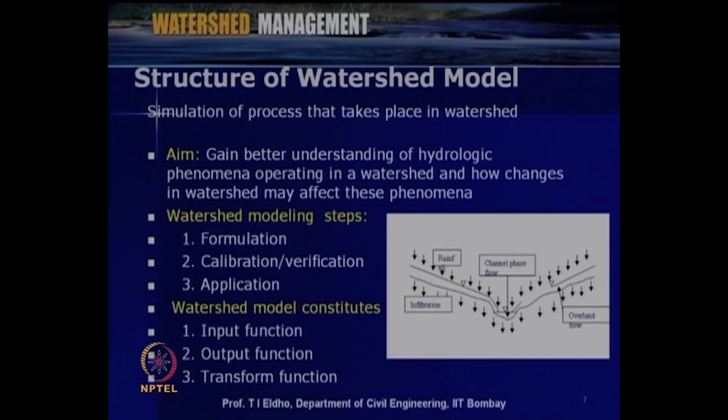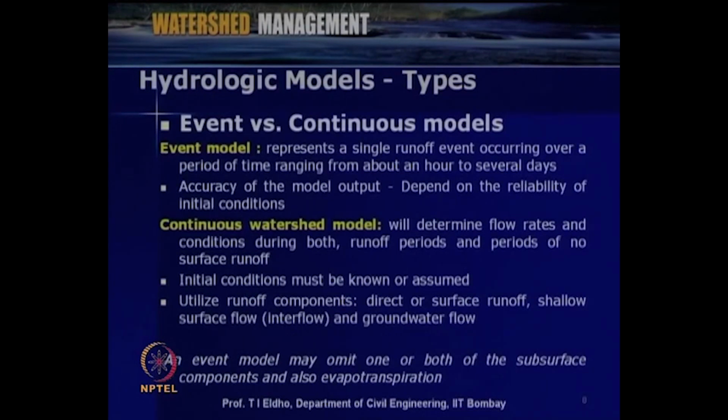And generally, as we discussed earlier, any watershed model constitutes an input function, an output function, and a transform function. The input function can be the rainfall taking place within the watershed, the output function can be the runoff, and the transform function is the various processes taking place between rainfall and runoff, like interception losses, infiltration losses, and various other losses taking place within the watershed when this transformation from rainfall to runoff takes place. That way we will be modeling a watershed.